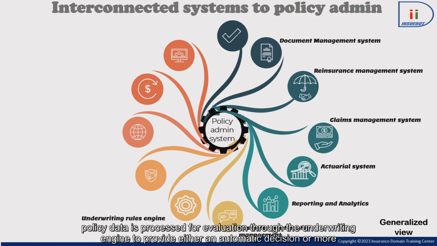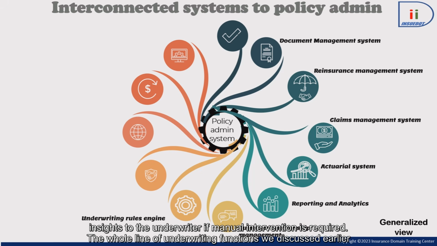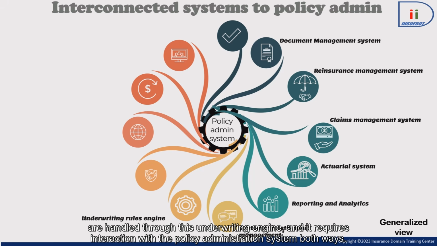The policy data is processed for evaluation through the underwriting engine to provide either an automatic decision or more insights to the underwriter if manual intervention is required. The whole line of underwriting functions we discussed earlier are handled through this underwriting engine, and it requires interaction with the policy administration system both ways.